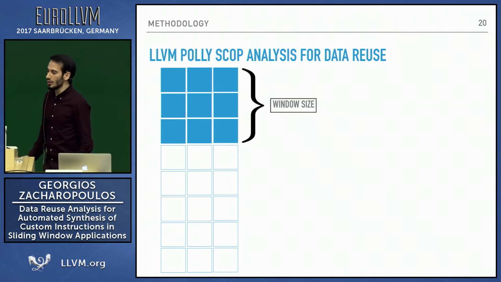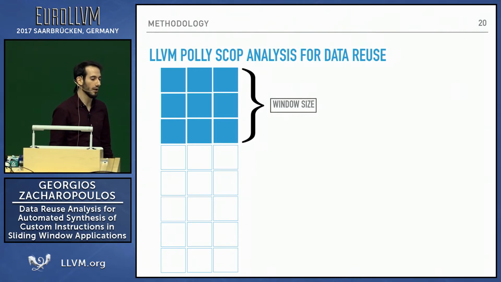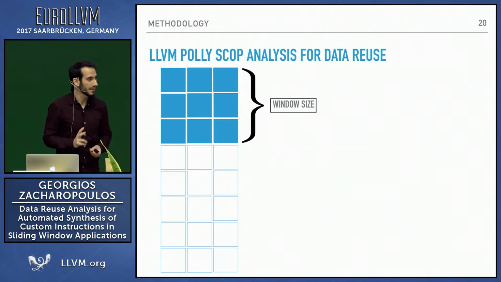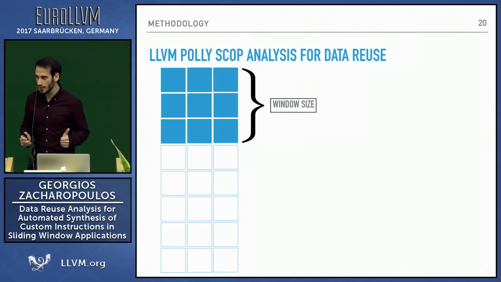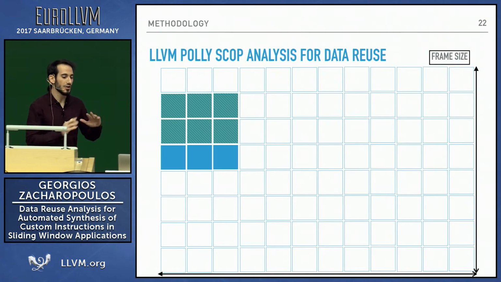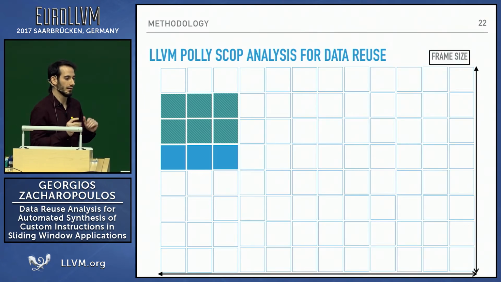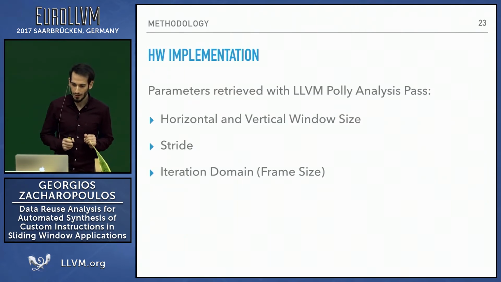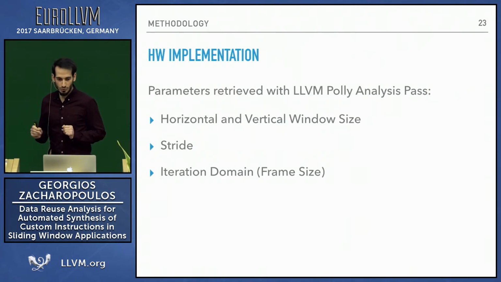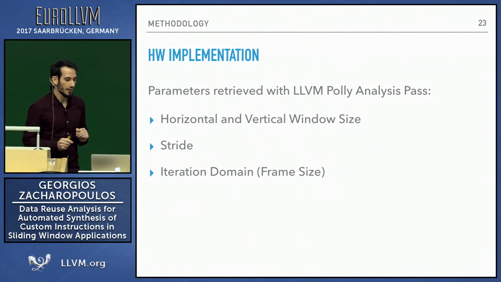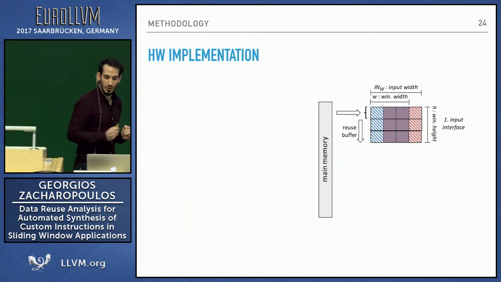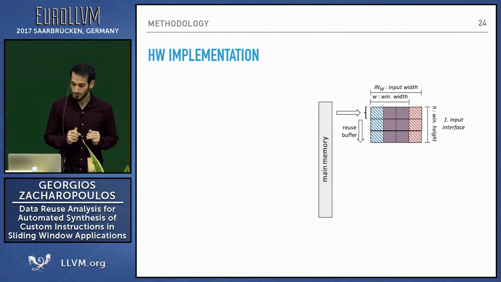Okay, so what do we do? We developed our own LLVM-Polly analysis pass, and we were interested in identifying three very essential characteristics here: the window size, the stride, and the whole iteration domain, so the whole frame size within which the window is moving. Okay, so to sum up, in every application, what do we get? We retrieve the following things: the horizontal and vertical window size, the stride, and the iteration domain. Let's see how we can use this to design our buffer.